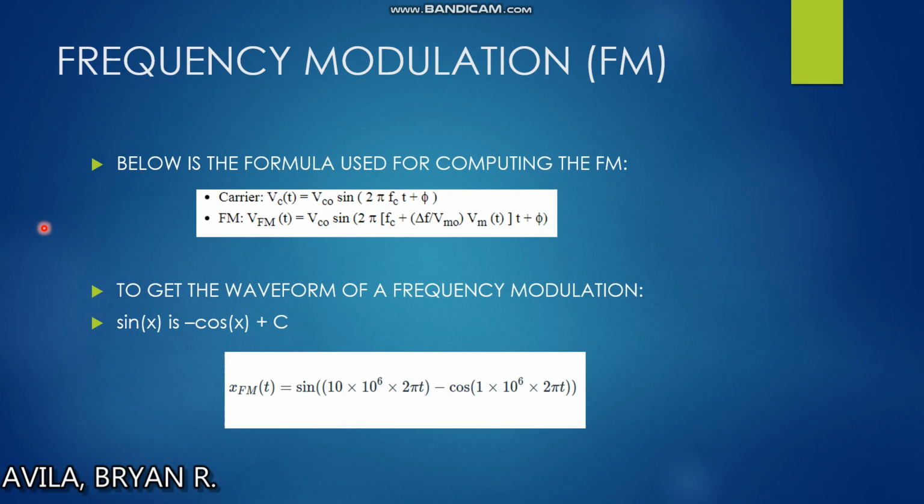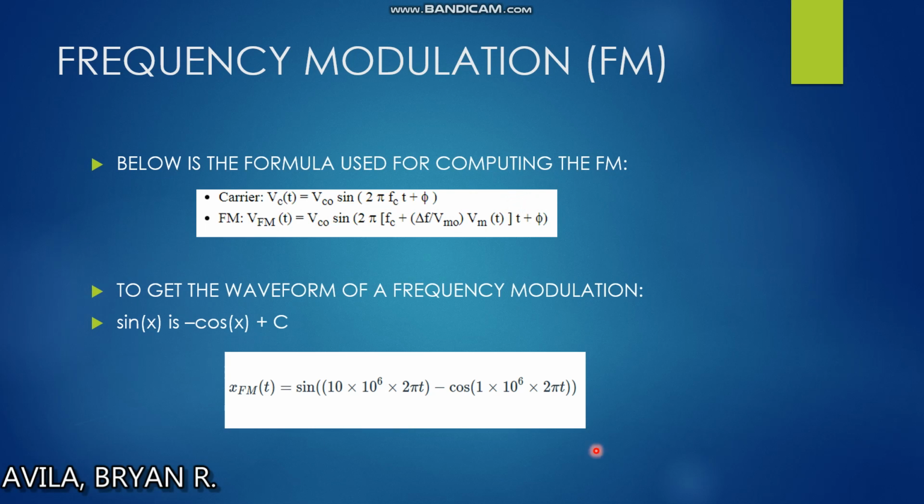We can see on this formula that the frequency term has been replaced by a time varying frequency. That frequency term is this Fc, which is replaced by Fc plus triangle F over Vm times Vm times t, where triangle F is the peak frequency deviation. This means that Fc now varies between the extremes of Fc minus triangle F and Fc plus triangle F.